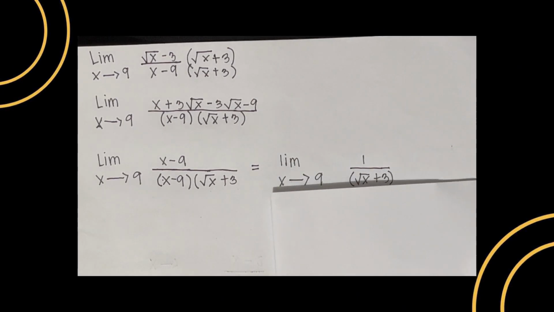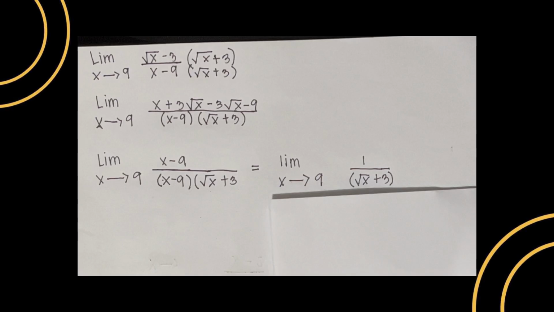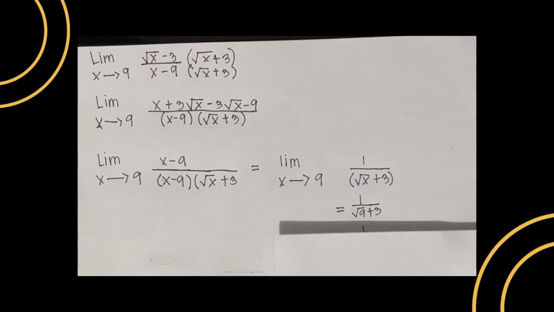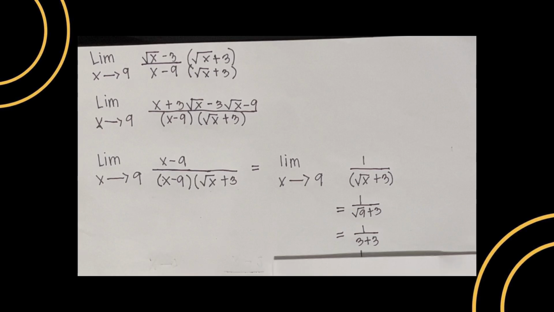So now, what we can do is replace x with 9. So I'm going to continue up here. So it's going to be 1 over square root 9 plus 3. And square root of 9 is 3. And 3 plus 3 is 6. So the final answer is 1 over 6.